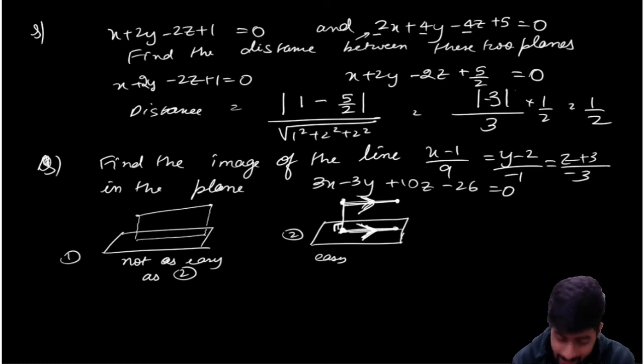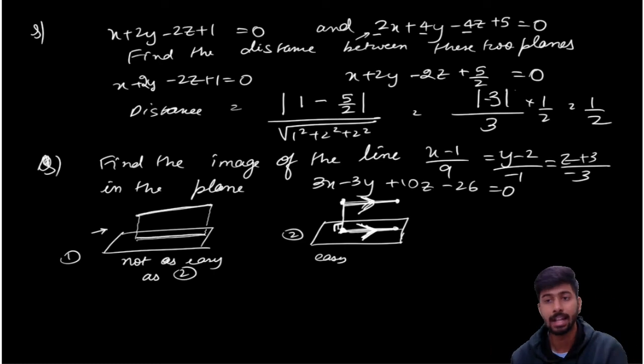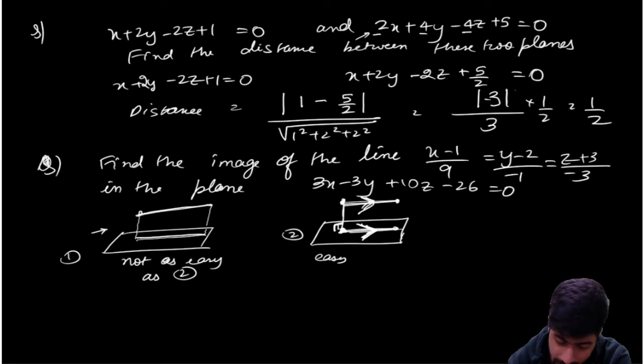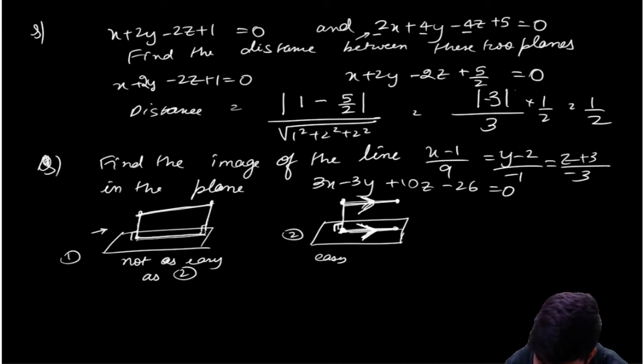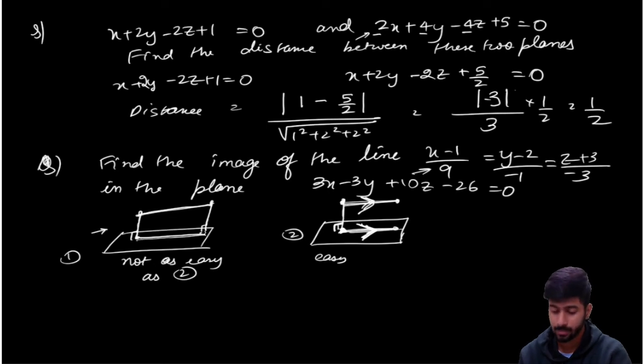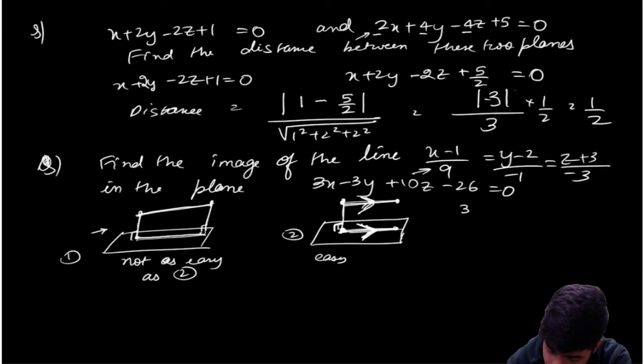For the second case, this and this, as you can very easily see, don't have the same direction. So in that case, you have to locate 2 points on this line, find their feet of perpendiculars, and then use the 2-point form to write the equation of a 3-dimensional line. And that's something that I've already explained to you in the 3D line video. So let's look at which of these two cases this line is first of all. The drs of the perpendicular to this plane are 3, minus 3, 10.